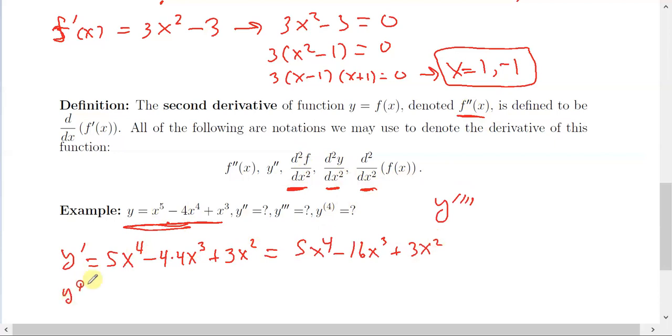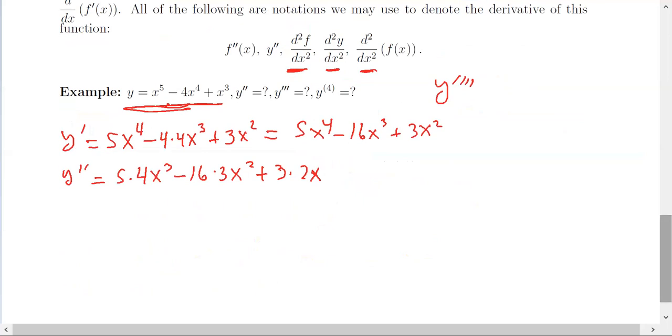That's the first derivative. The second derivative, well, here it is. I take the 5 out of the way, and then I take the 4 out in front and reduce the exponent by 1. It's just a bunch of repeated power rules. Next one, take the 16 out of the way, put the 3 out in front, reduce the exponent by 1. And then the last one, ignore the 3 as a constant, take the 2 out in front, and then reduce the exponent by 1, which is a 1 power, so there's no reason to write it. That is 20x cubed minus 48x squared plus 6x. There's your second derivative.